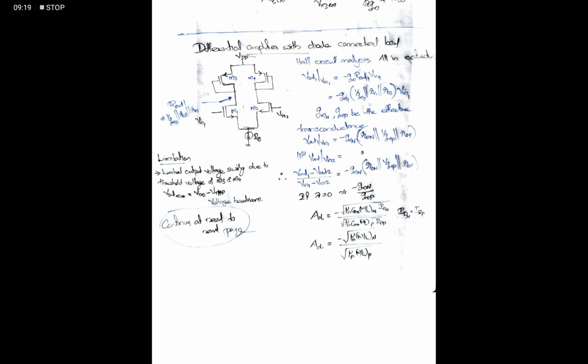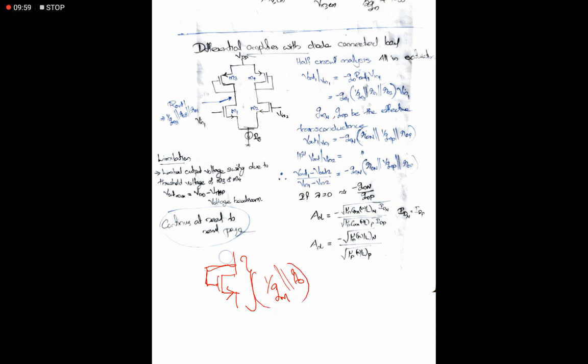Another method is that we can use the diode connected load instead of the current source load. In diode connected configuration, the drain of the MOSFET is shorted with the gate, and its equivalent resistance is 1 by Gm, where Gm is the transconductance of that device, or it is 1 by Gm parallel to its actual R0 value.